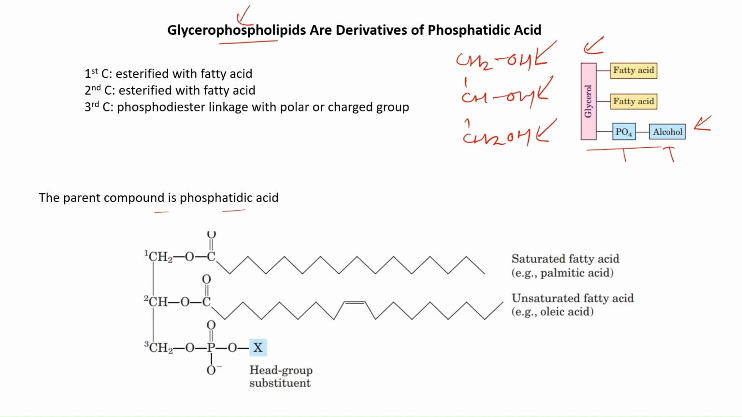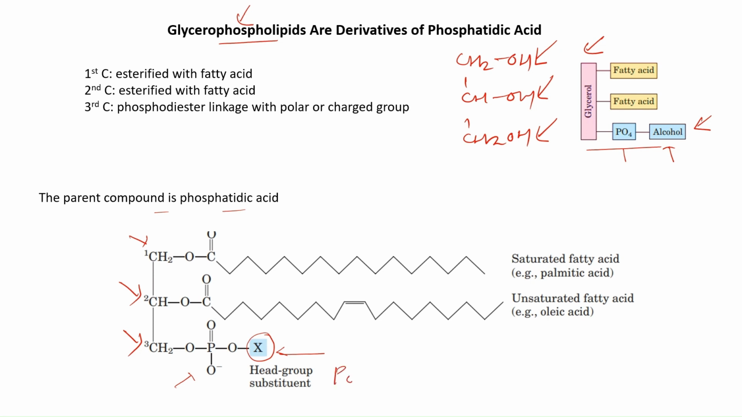This is how it looks. This is the glycerol backbone: carbon number 1, carbon number 2 and carbon number 3. With carbon number 1, a fatty acid is esterified. Carbon number 2, again a fatty acid, esterified. Carbon number 3, we have a phosphate and an alcohol. This alcohol is written as the X group. This forms the head group.